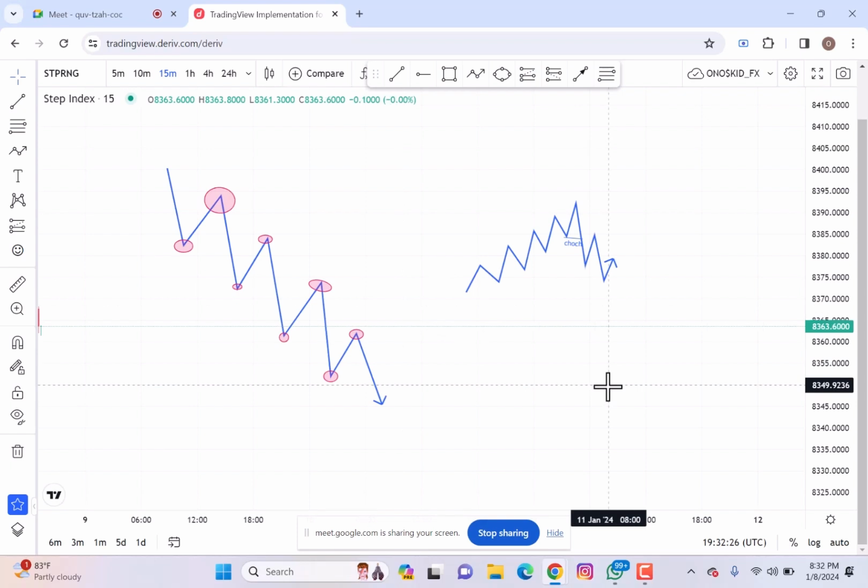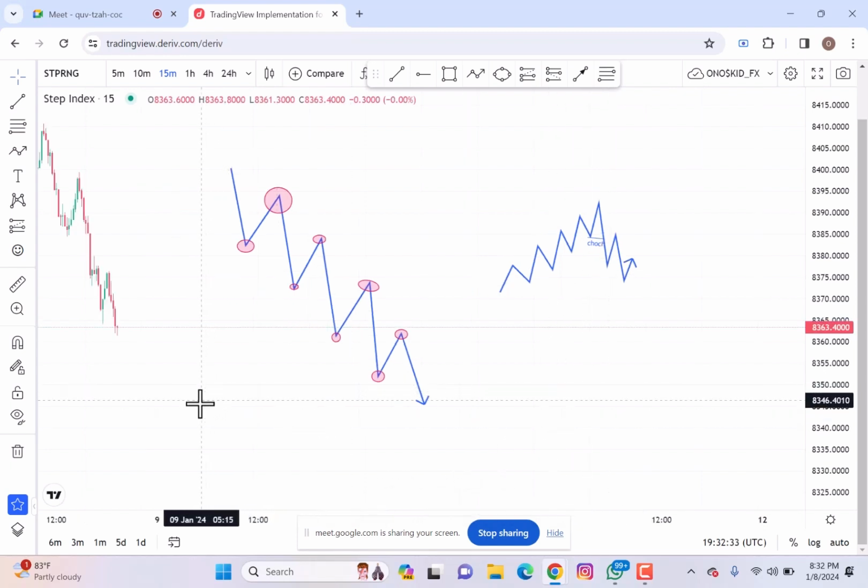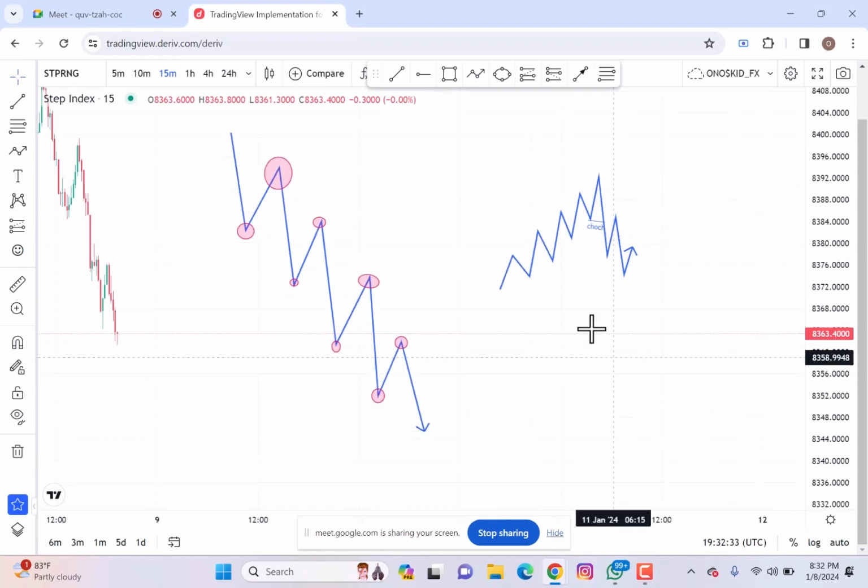So this is another way you can be able to do that. I hope that is taken. So I will just take you through the chart, or this is a case of a bearish scenario.